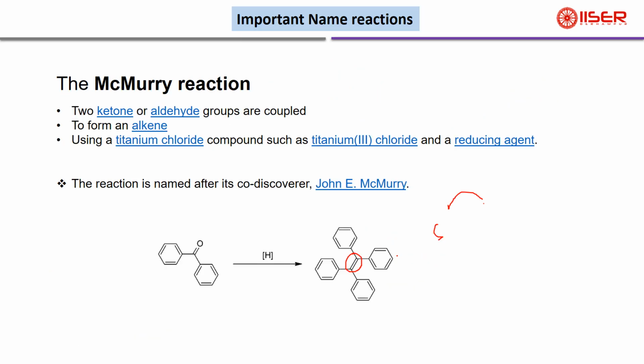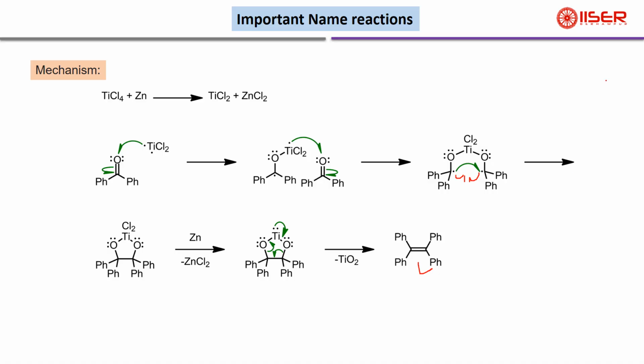Next reaction is the McMurry reaction. This is one of the olefination reactions where two ketones or aldehydes couple with each other to form an alkene. In this case, you don't need another reagent. Just in presence of a titanium reagent, these two aldehydes or ketones combine to form an alkene. This is the mechanism where titanium chloride and zinc react with each other to form low-valent titanium. This titanium reacts with the carbonyl.